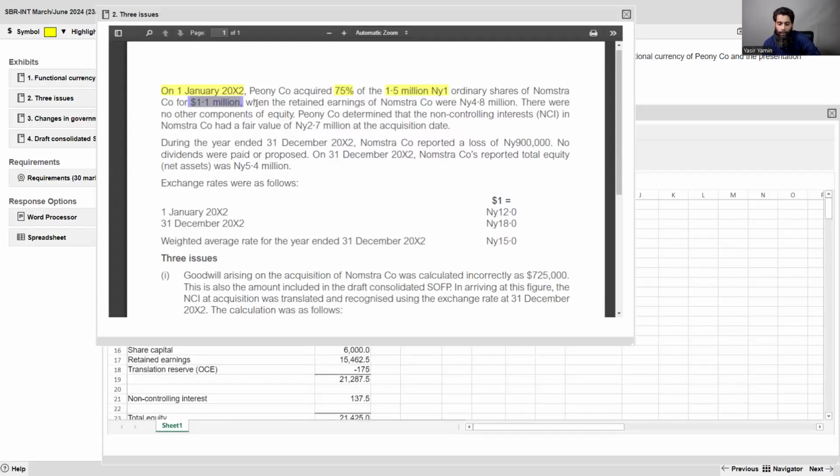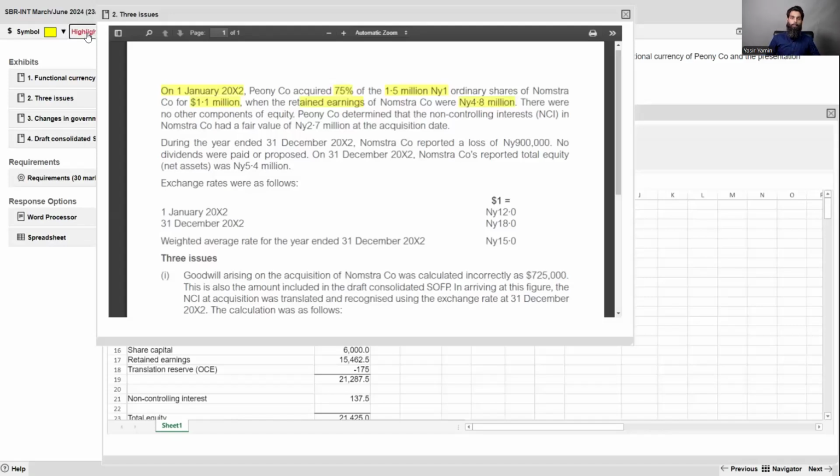It says the retained earnings of Nomstra company were NI 4.8 million. What is this retained earnings of 4.8 million? Can anybody tell me what this 4.8 million represents? It seems that this is the retained earning that was available with the overseas subsidiary at the acquisition date. So this is basically pre-acquisition retained earnings.